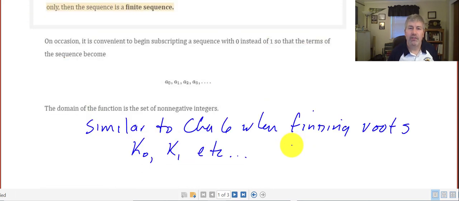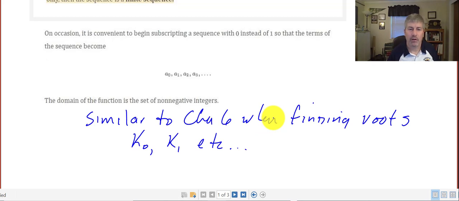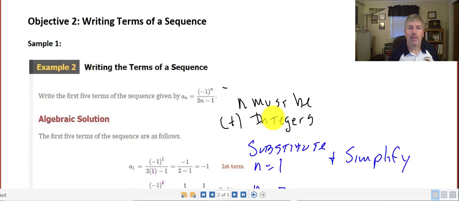On occasion, you'll see 0 used as the first subscript. We've seen that in the past, actually. We saw that back in chapter 6 when finding roots. We used k sub 0, k sub 1, etc., when we substituted into our expression.